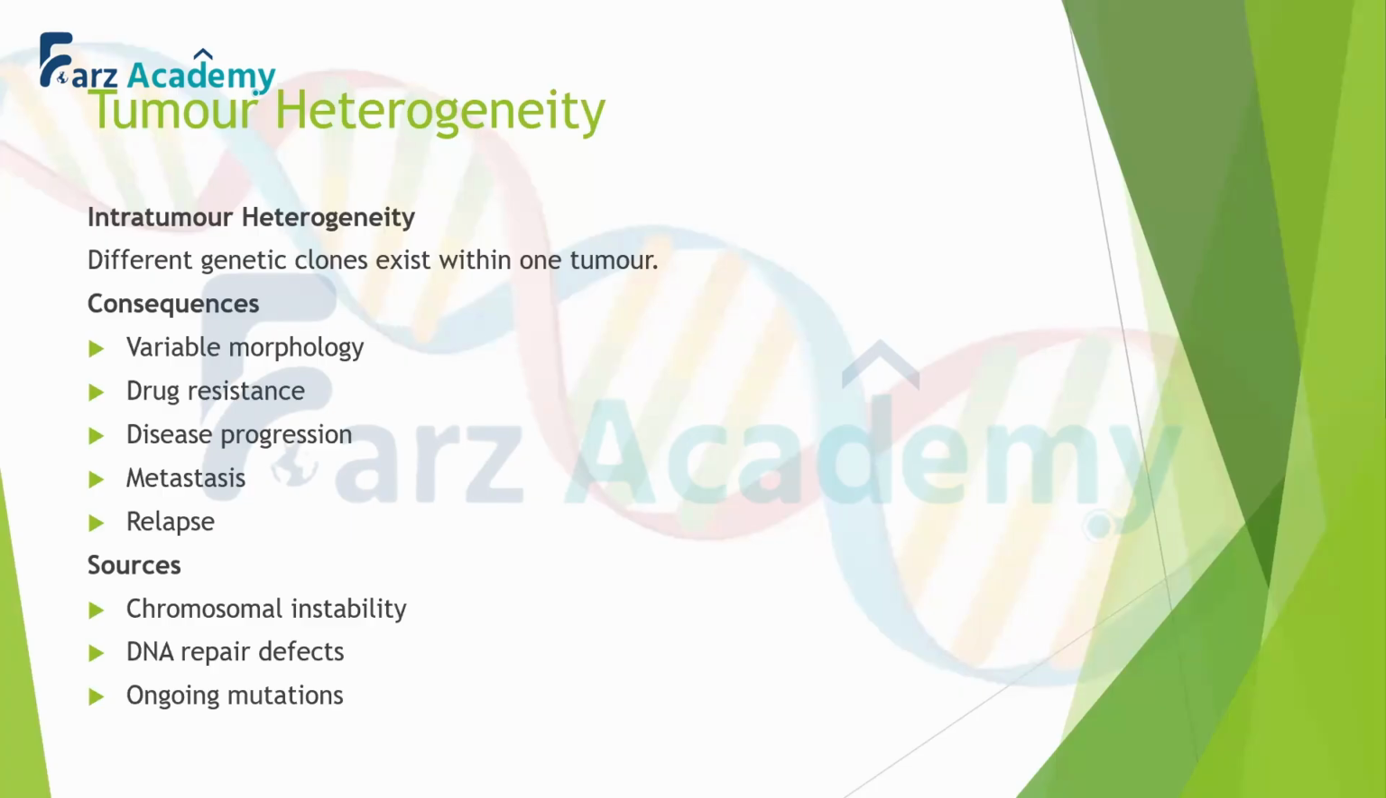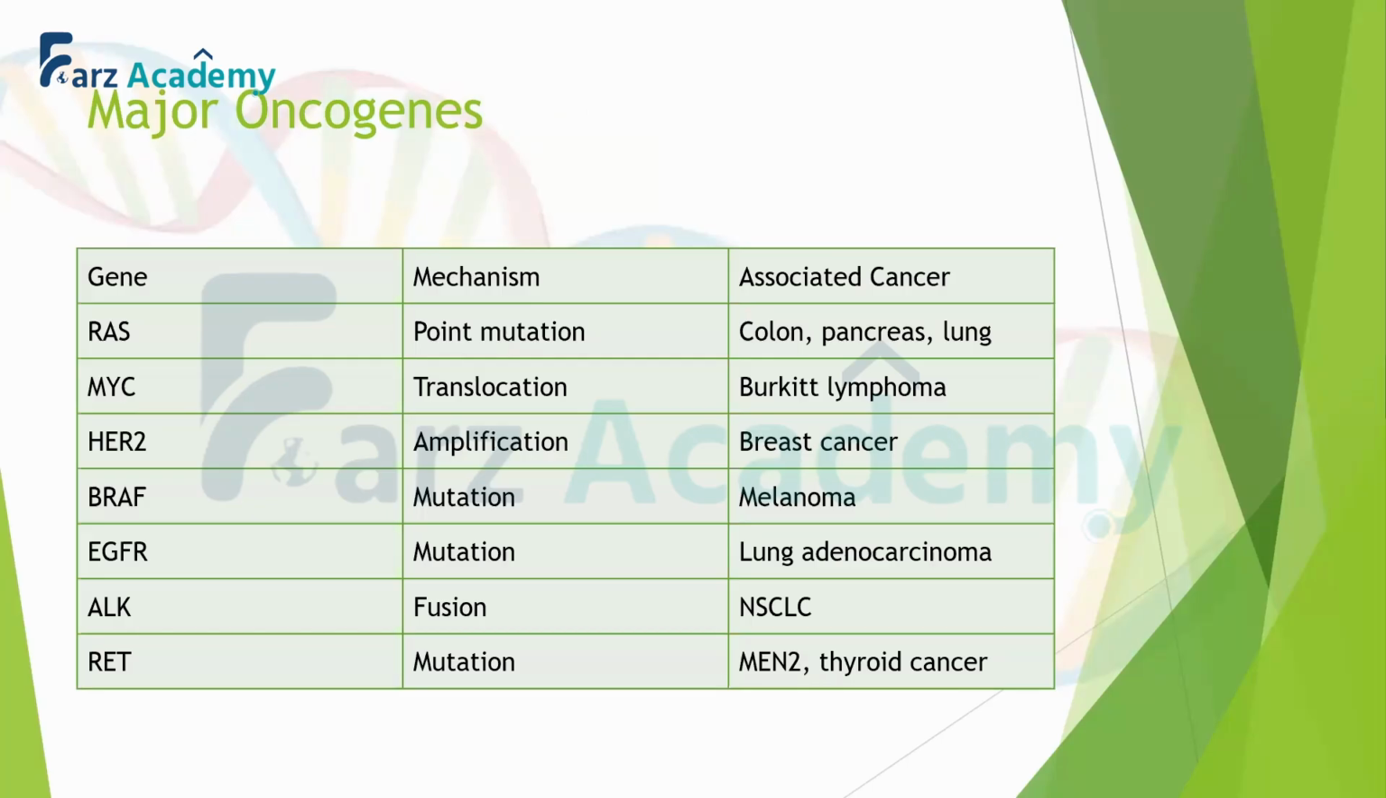Okay, so what are the consequences of this intra-tumor heterogeneity? There can be variable morphology. There can be drug resistance to those particular clones. There can be excessive proliferation and disease progression. And some of these clones can even lead to metastasis and also relapse once the disease has been cured. Okay, so what are the sources of this intratumor heterogeneity? Mainly it happens because of chromosomal instability, DNA repair defects, and ongoing mutations. Okay, so ongoing mutations in the sense the mutations that occur during the process of the cloning sequence, which are important from your exam point of view.